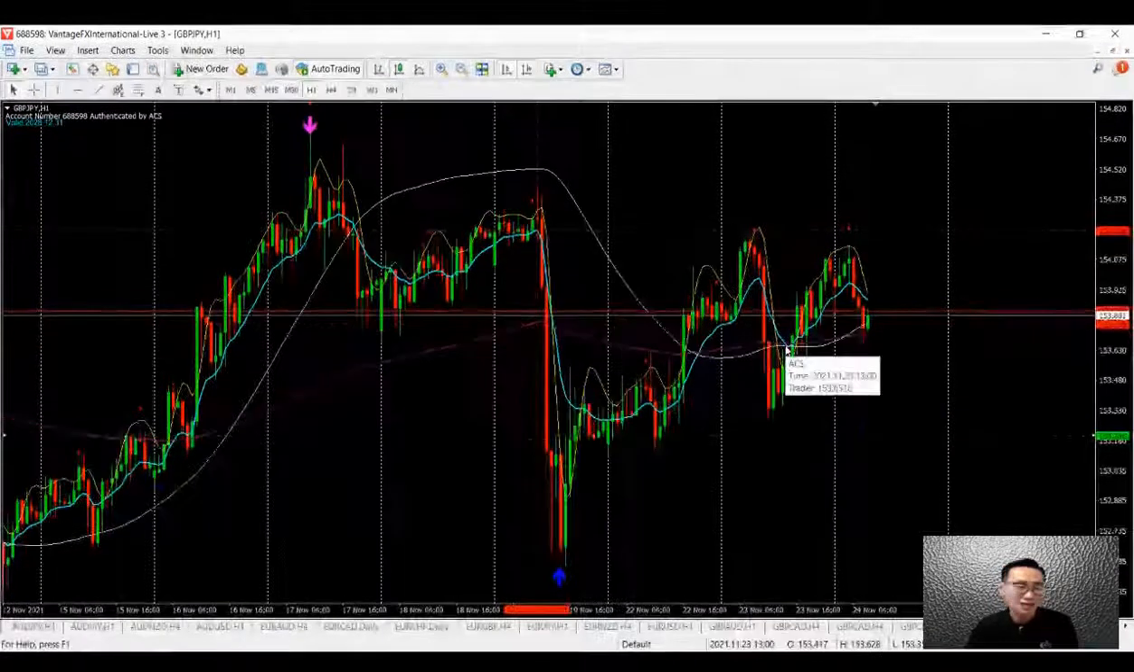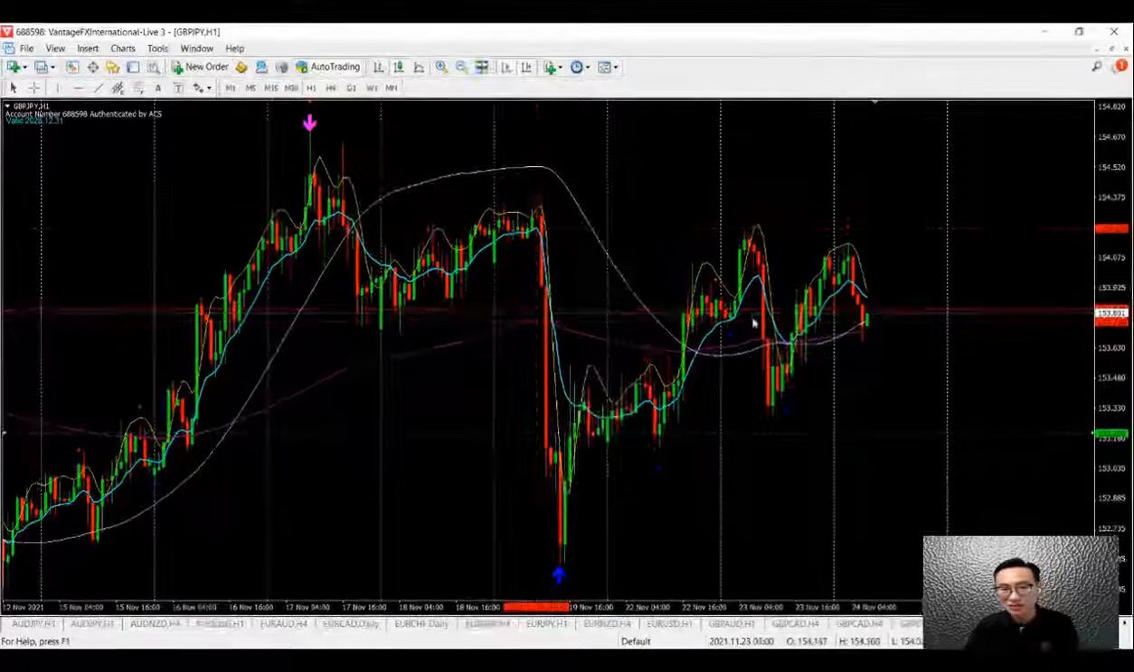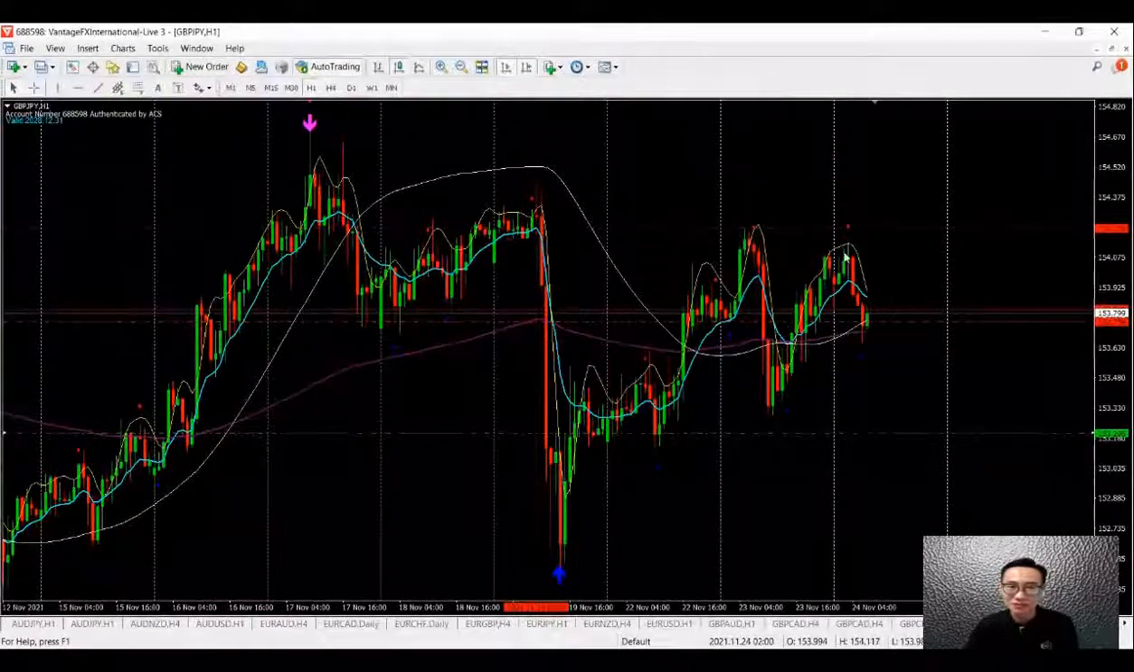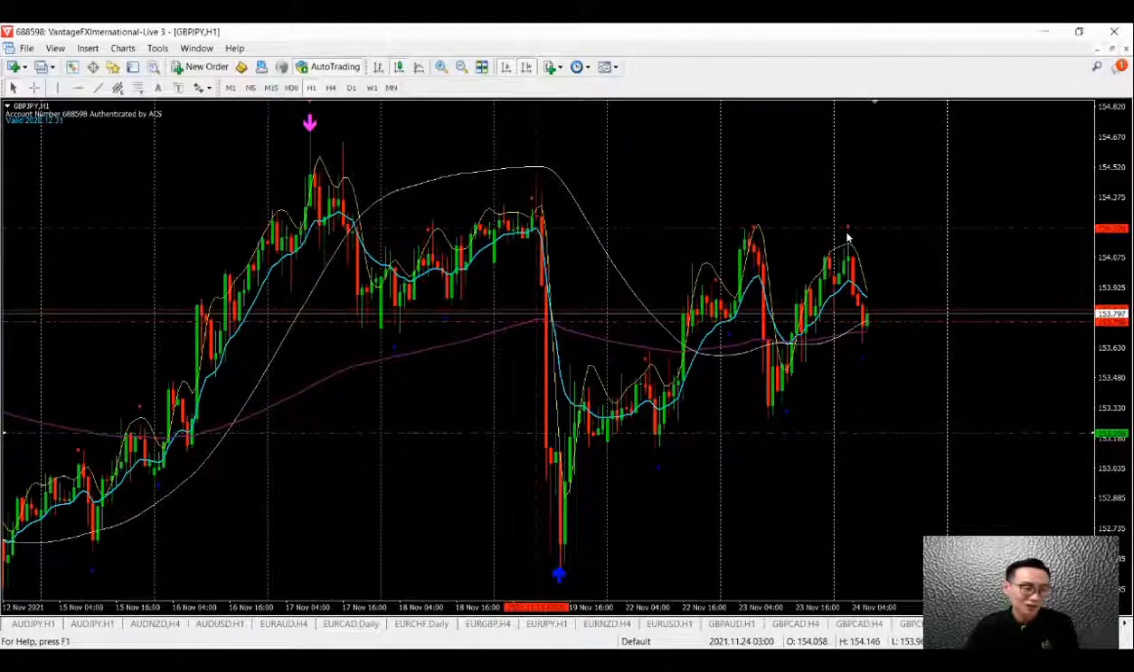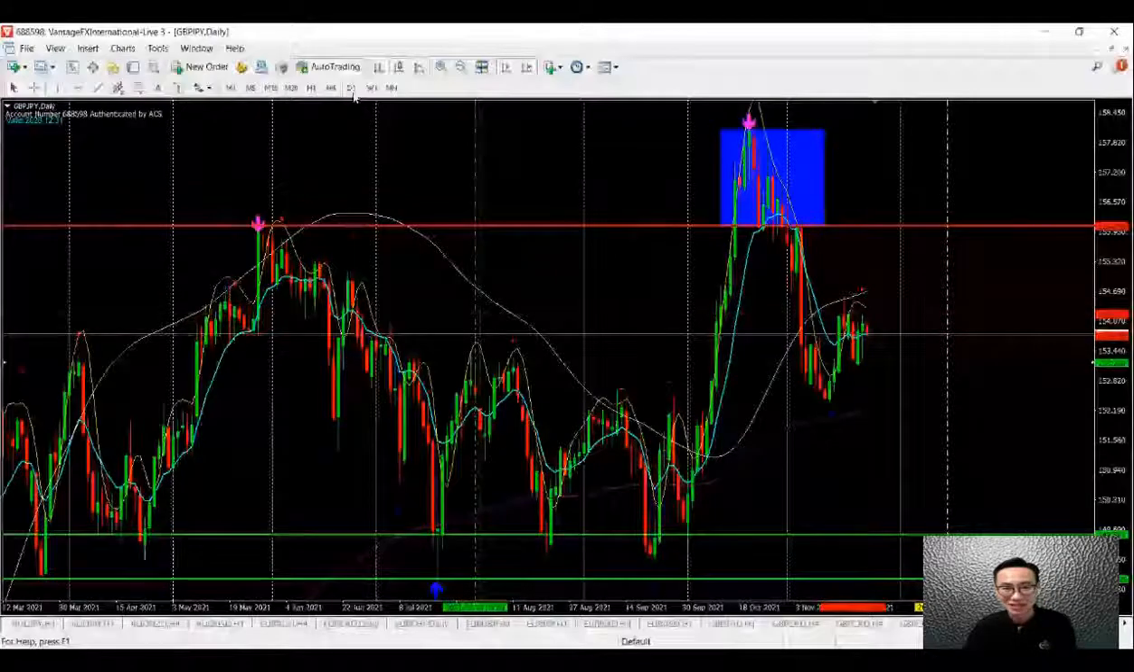It hits here, respecting the support, and comes back again. Now it's hitting the resistance again, and coming back. So just pay attention to pound yen. I think if the bear selling continues, then it is going to break the support, and it should be selling all the way. We have a very big space to sell, so I think it's pretty good.